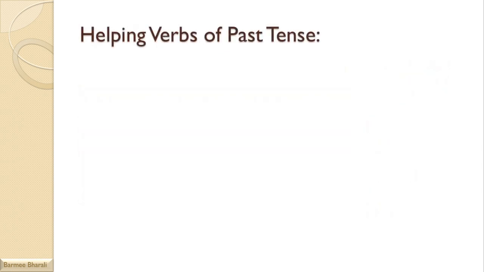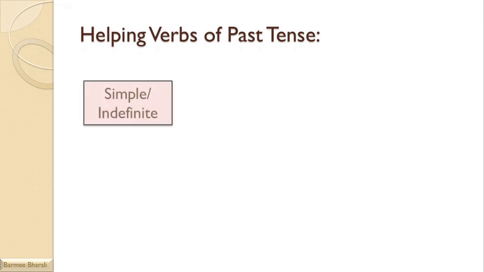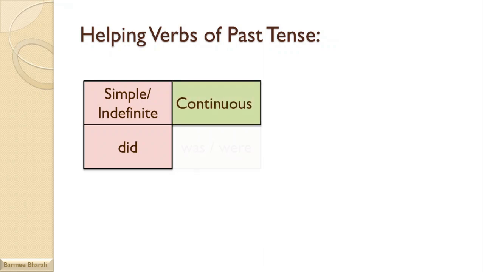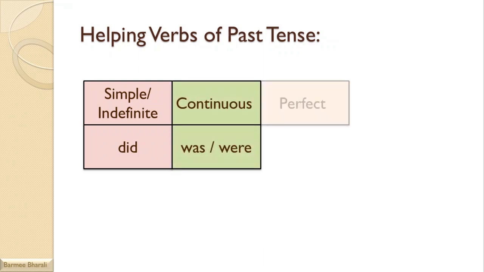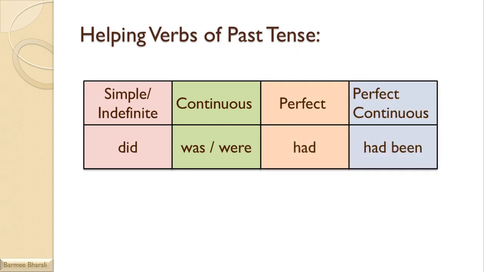The helping verbs of past tense according to its aspects are: simple or indefinite is did, continuous is was or were, perfect is had, and perfect continuous is had been.